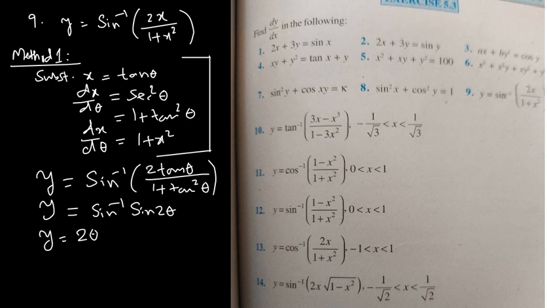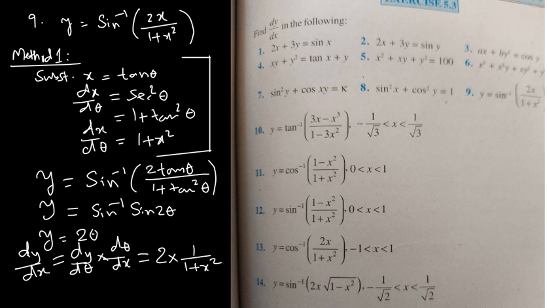To get dy by dx, it's actually not x, it is theta. So we do first dy by d theta multiplied by d theta by dx. This is the chain rule. So dy by d theta, that means you are differentiating this, just 2 is the answer. D theta by dx, we have dx by d theta, so that will be 1 by 1 plus x square. So the answer is 2 divided by 1 plus x square. This is method 1.